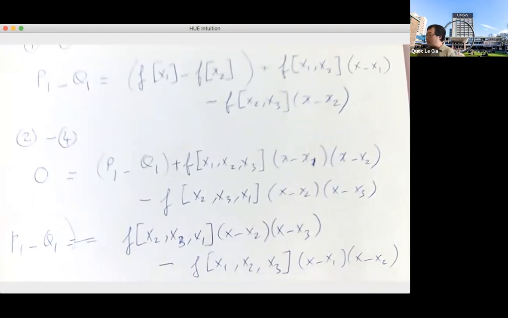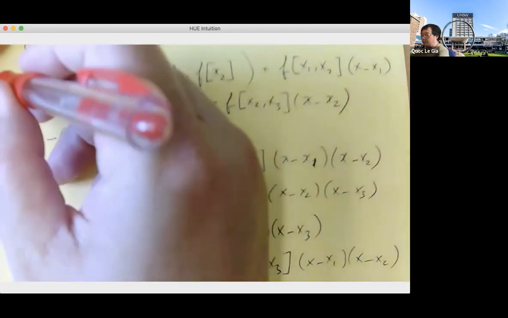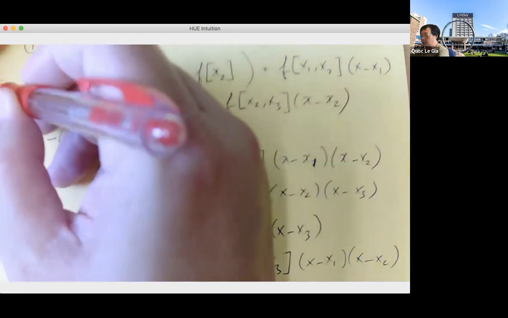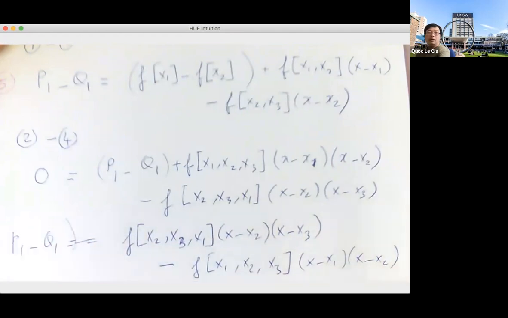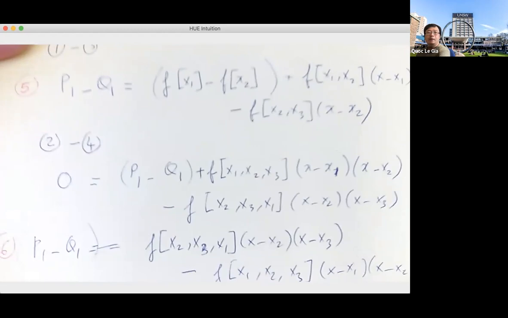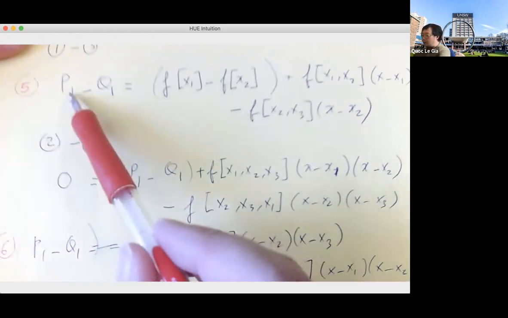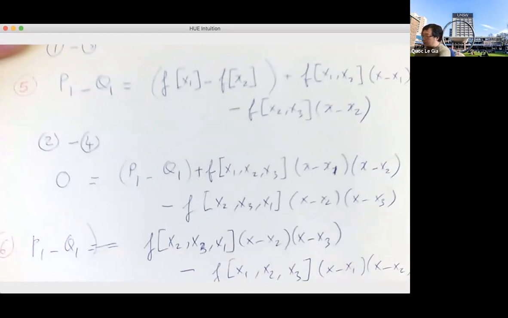And now I compare this. So I label this one as 5, this one is my 5, and this one is my 6, okay. So you can see 5 and 6, yeah. So 5 and 6, the left hand side are the same, so we don't have to worry. And now we look at the right hand side.